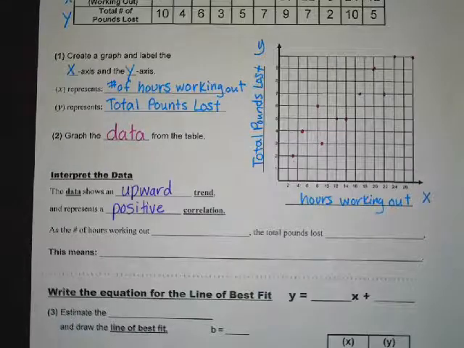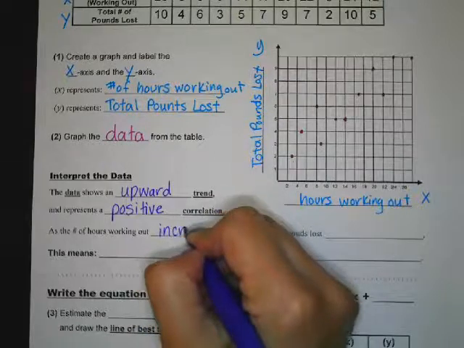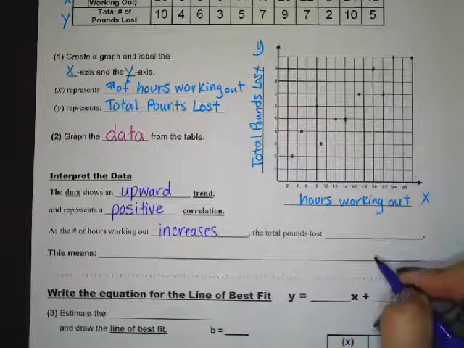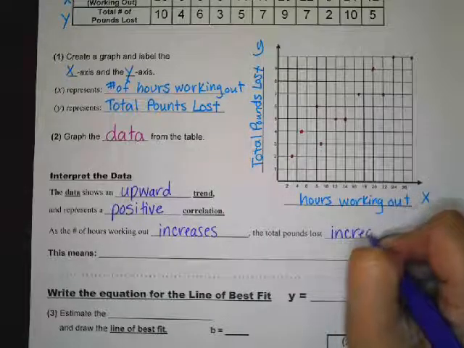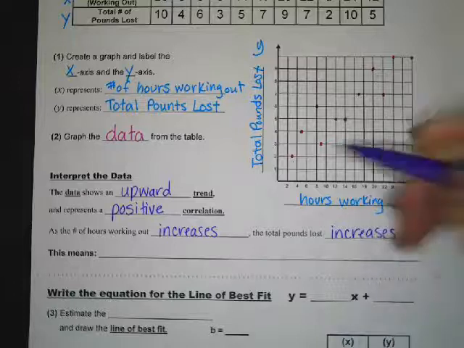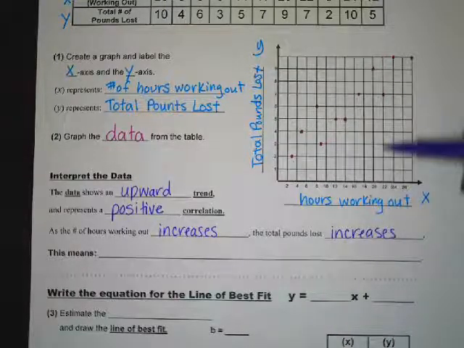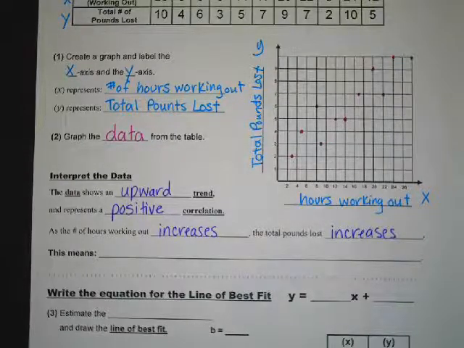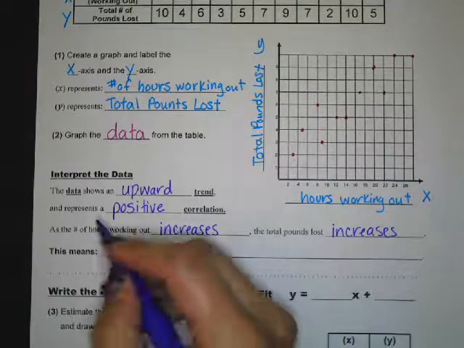As the number of hours working out increases, the total pounds lost also increases. Okay, so as the number of hours working out increases, the number of pounds lost increases also. So that makes it a positive. So what does it mean? It means the more you work out, the more weight you're going to lose.